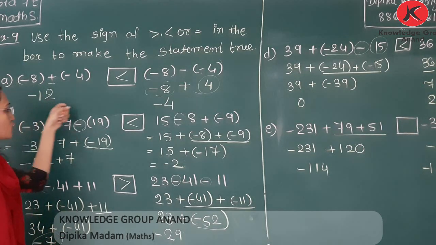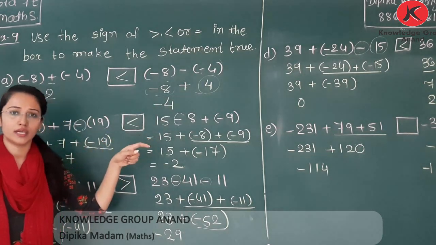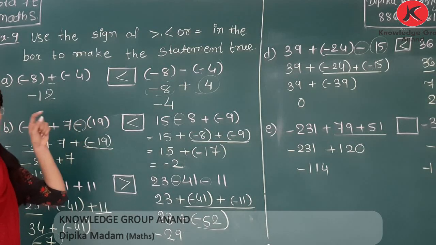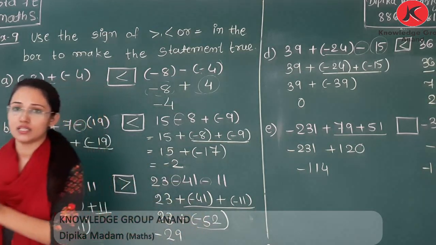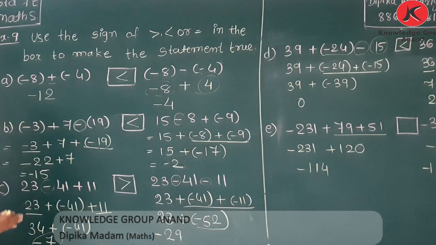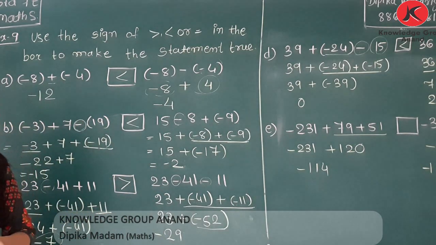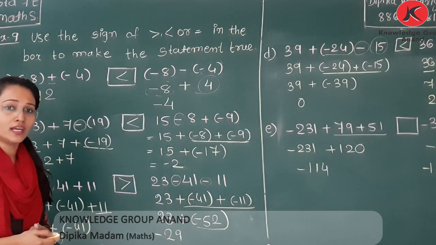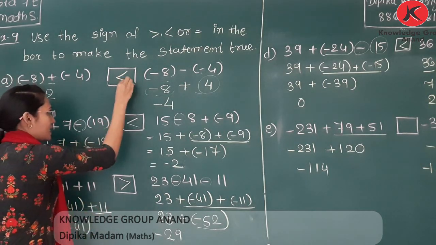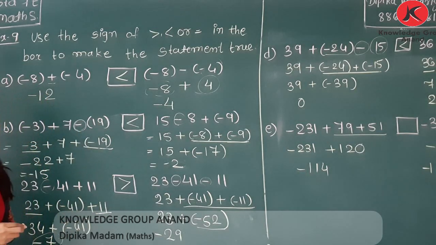Now in -12 and -4 which one will be greater? -4. Why? Because on a number line -4 will be on the right side and -12 will be on the left side. Left side na number બધા નાના આવે. That's why -12 is less than -4. So there will be a less than sign in the box.